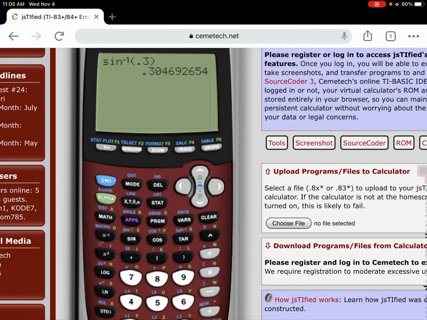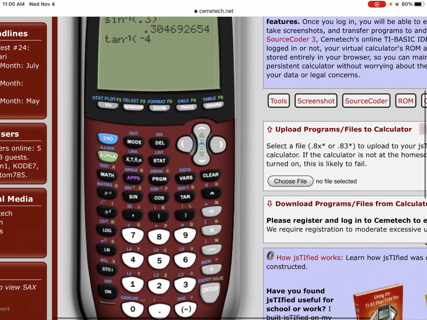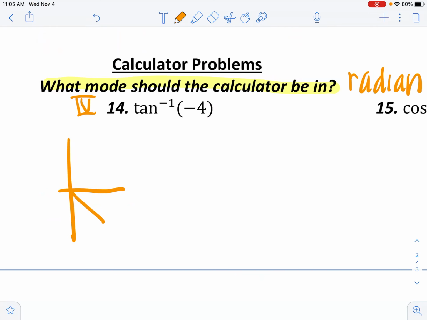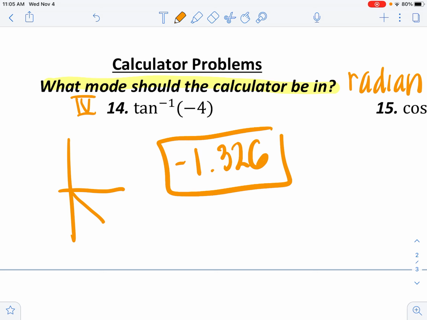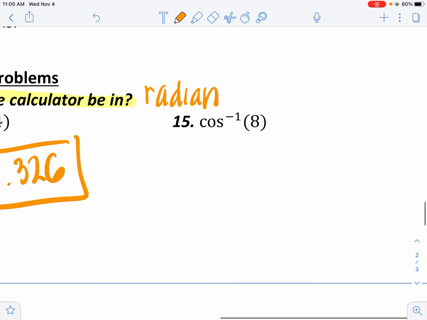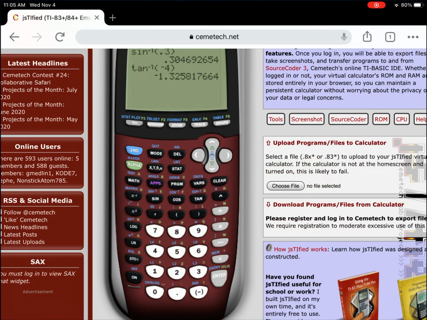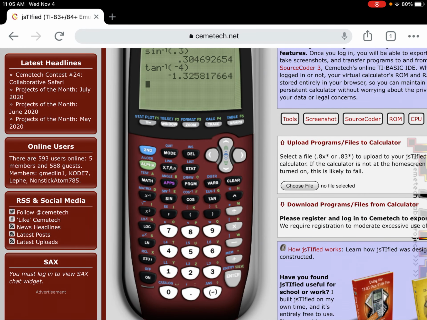All right, next one, tangent inverse of -4. I'm going to go back to my calculator. This is just making sure you know how to use your calculator with it. Tangent inverse of -4 is negative 1.326.